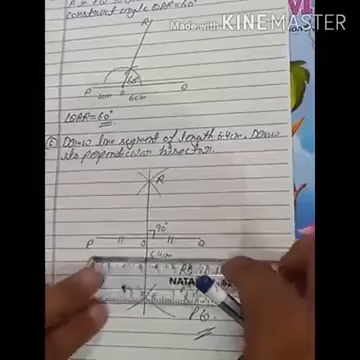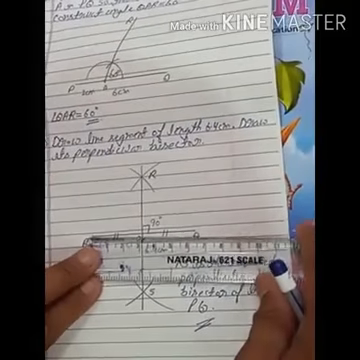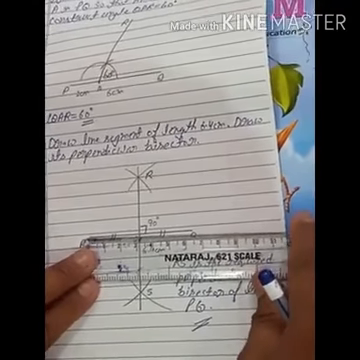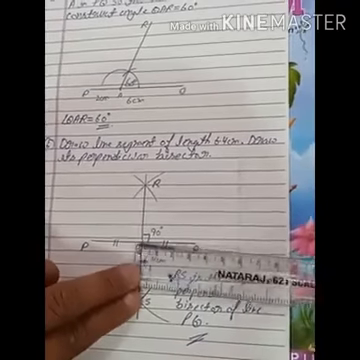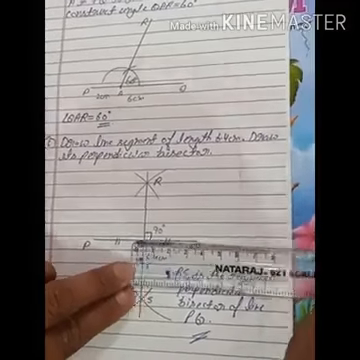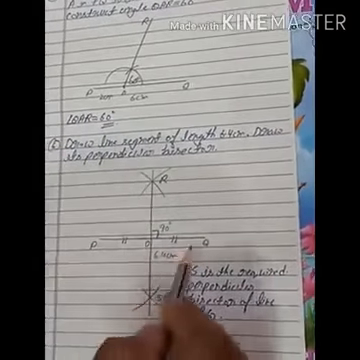And we can verify this also. Measure PO. What is the length coming? It is coming approx 3.2 and OQ is also 3.2. It means PO and OQ are equal.